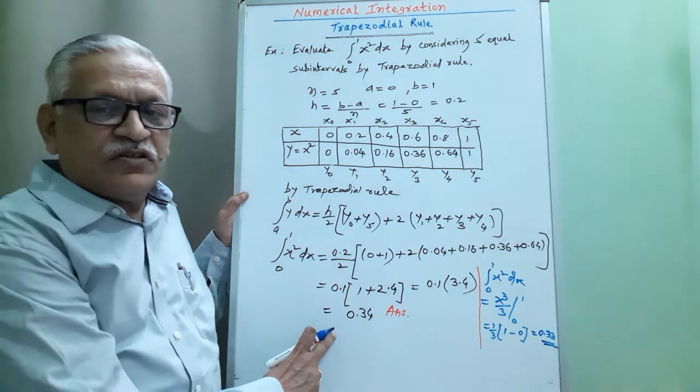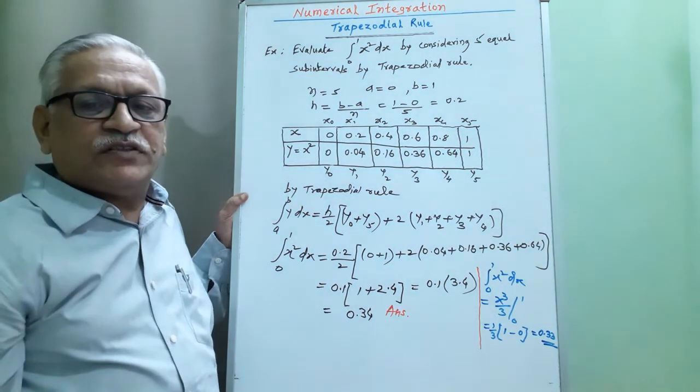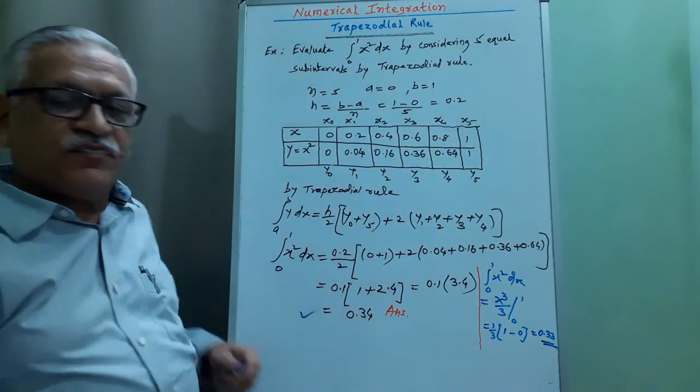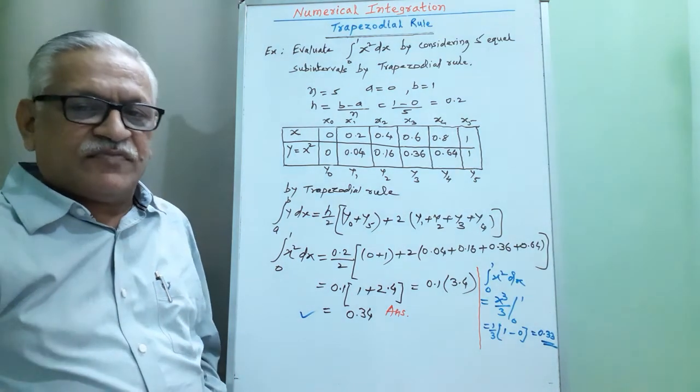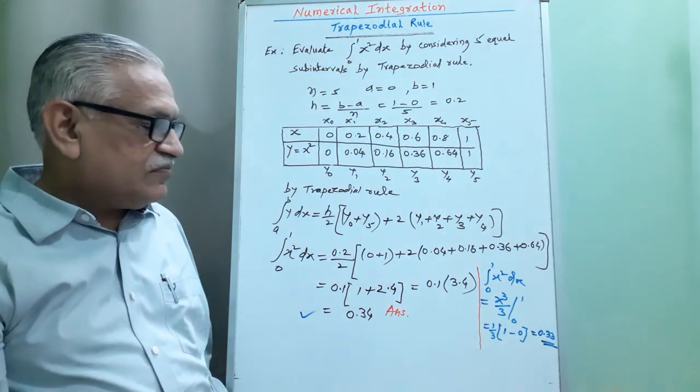And approximate value by trapezoidal rule, it is 0.34, a difference of 0.01. Therefore, whatever the value we have is the correct one. It is somewhat nearest to 0.33.